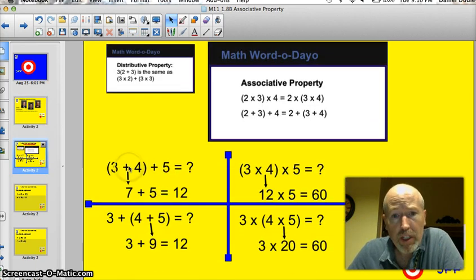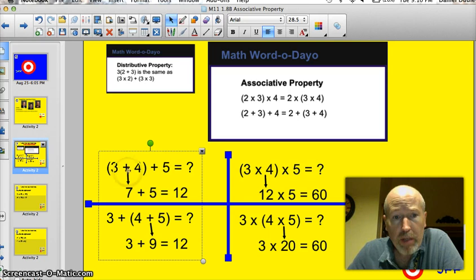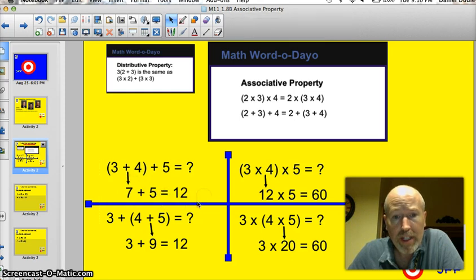So, take a look at this example here. I'll solve this one for you. It works for multiplication and addition. You've got 3 plus 4 plus 5. So I solved the first one: 3 plus 4 is 7, plus 5 equals 12. Right down below that, I just moved the parentheses. Notice the numbers are in exactly the same order. No numbers are moving. The order has not changed. Only the location of the parentheses.